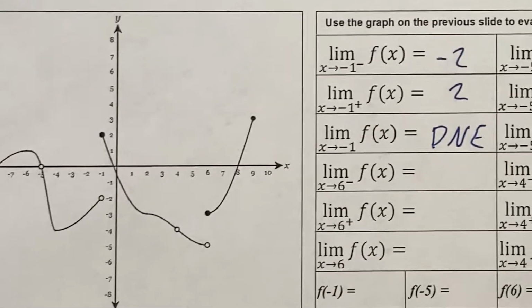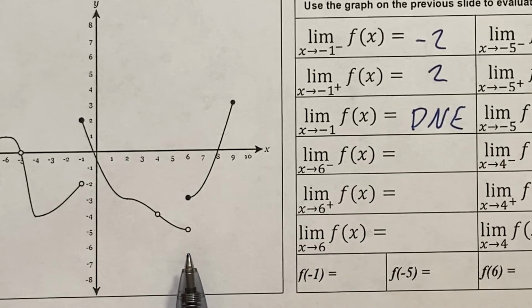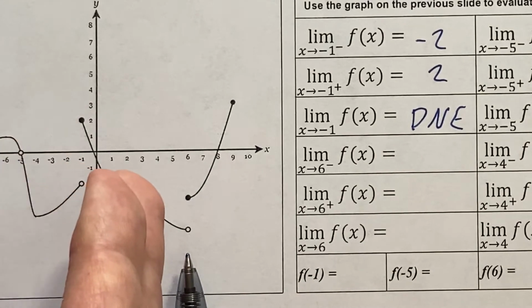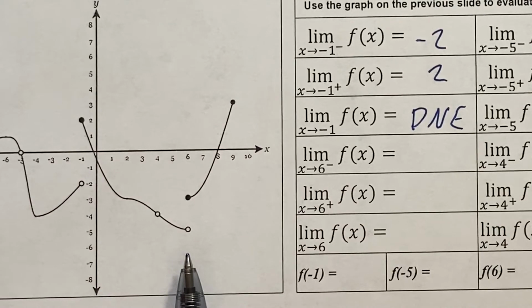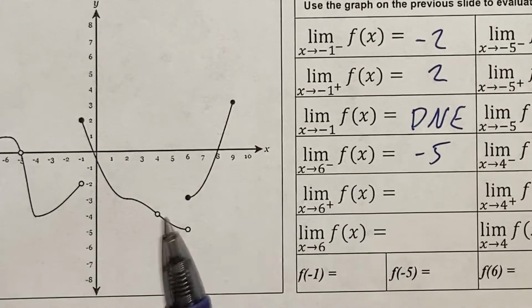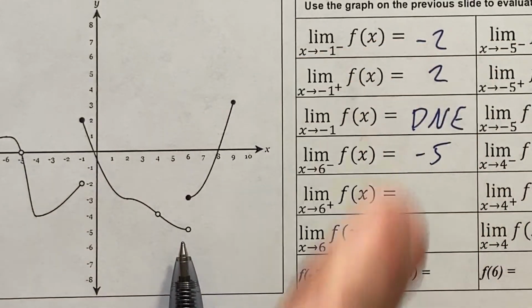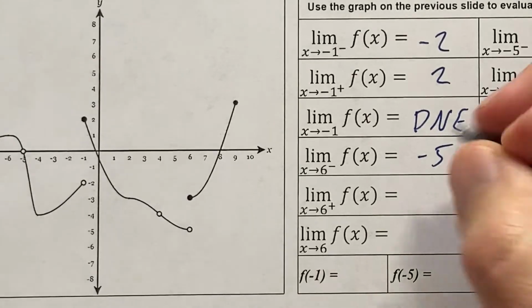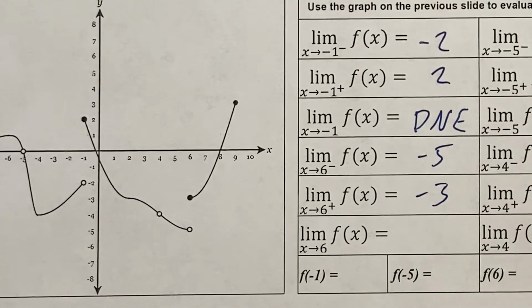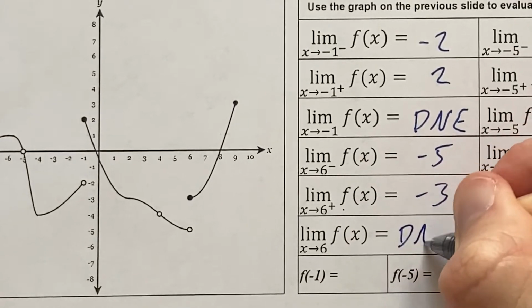Okay, let's look at the limit at 6. So let's look at 6 right here. So from the left side, looks like we're getting really, really close, maybe -5. 6 from the right side, so we're at 6 right here on the x. Coming from the right side, looks like we're getting really, really close to maybe -3. From the left, from the right, those are not the same. Limit does not exist.